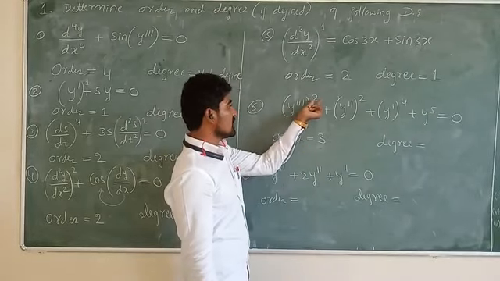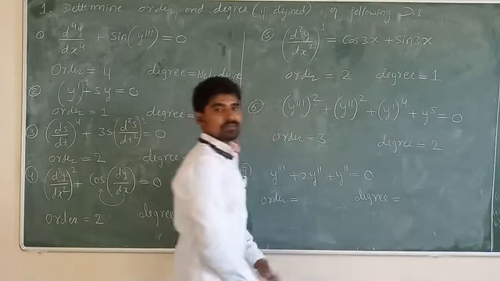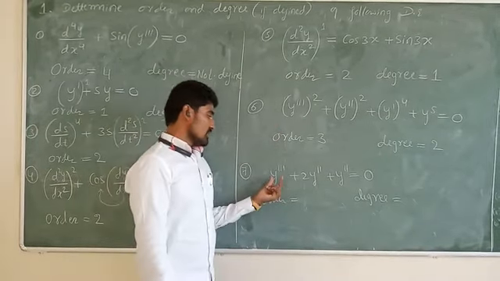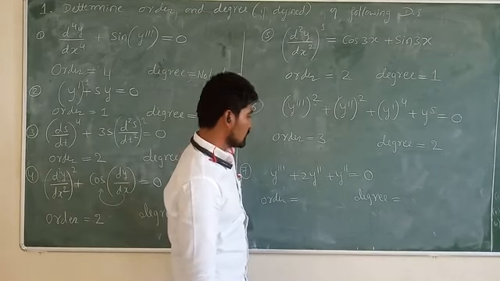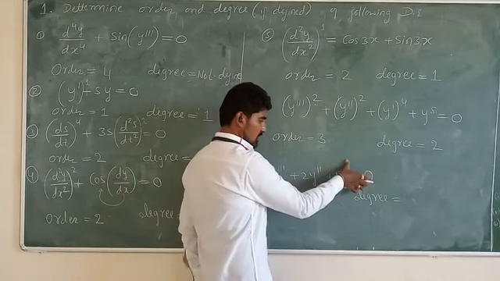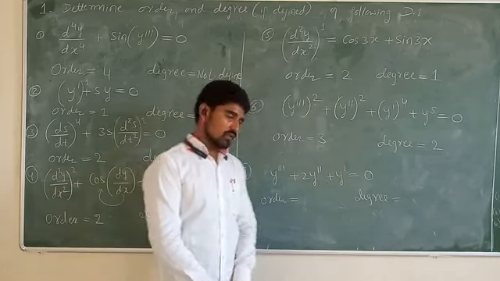So the power of the highest order derivative is 2. Therefore, the degree of the differential equation is 2. And next, y triple dash plus 2y double dash plus y dash is equal to 0.